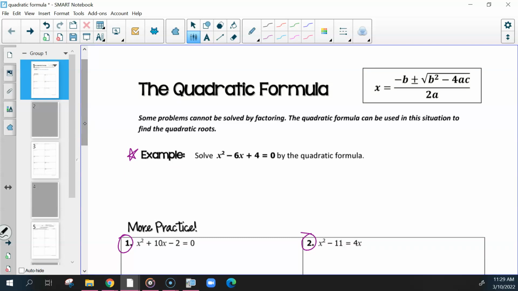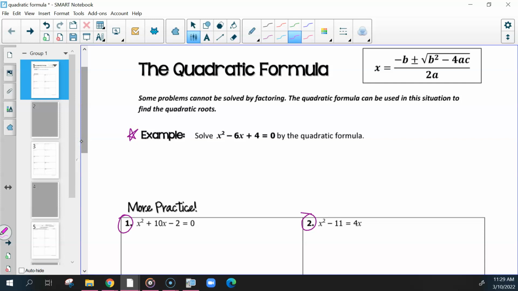But we're going to be using this formula. The very first thing we need to do, and again, if you didn't grab your calculator, make sure you have it. So for all of these problems, the very first thing we're going to do is label what our A, B, and C values are.